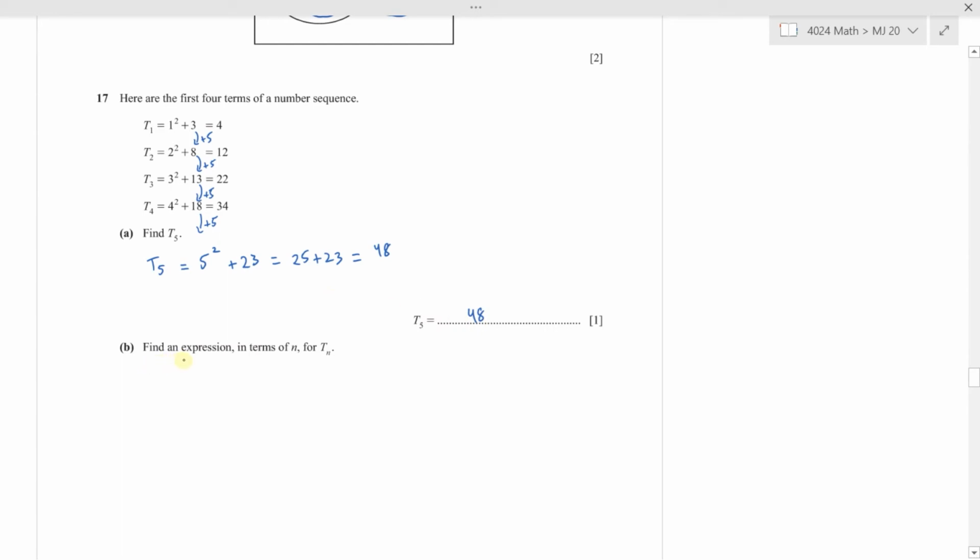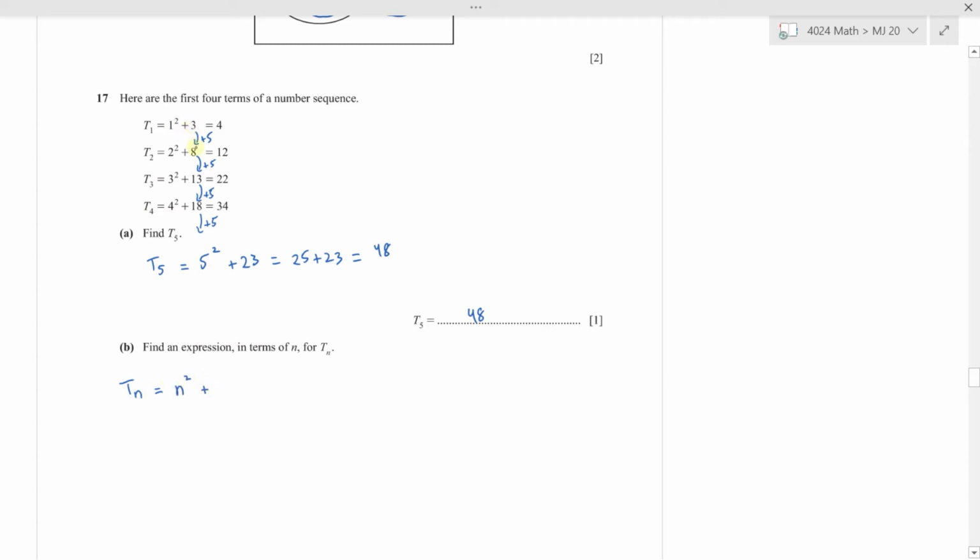The next part is find an expression in terms of n for Tn. So you have to find an expression for the nth term here. This one is pretty straightforward. You have fourth term, 4 squared, fifth term, 5 squared. So for the nth term, you will have n squared plus.